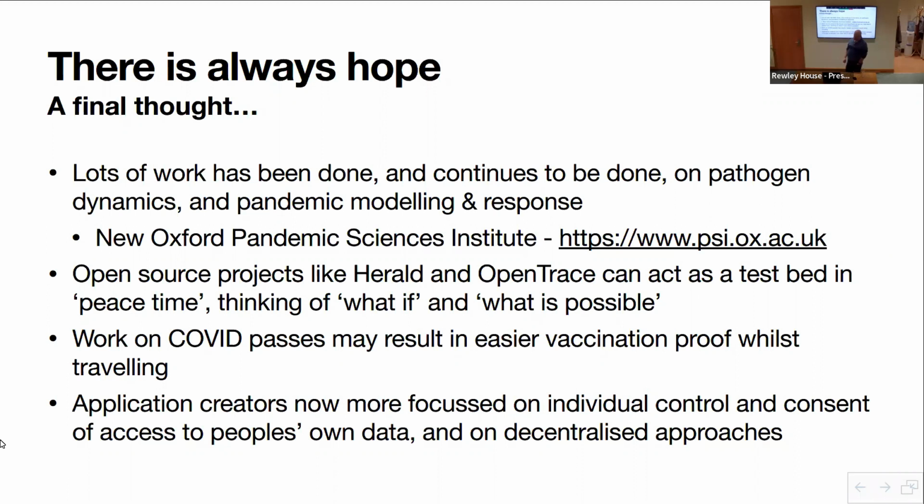And application creators are now more focused on individual control and consent and access to people's own data and on looking at decentralized approaches than they were ever beforehand. Before, it's like, I'm going to create an app, I'm going to put something on a public cloud and then send all my data there. Whereas now everyone's like, ooh, this has raised a bit of an issue. We need to think more about things on people's phones, things being stored centrally but encrypted so only that person can get them. So it's completely switched around how application creators think about those things as well.